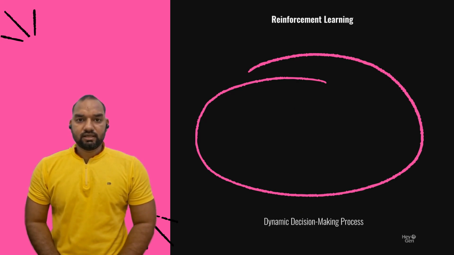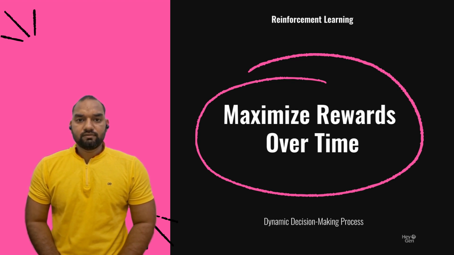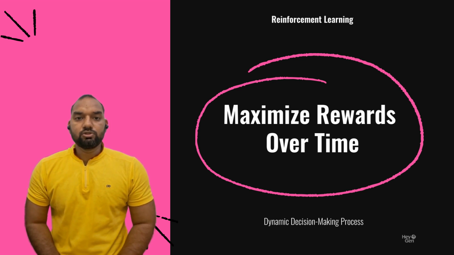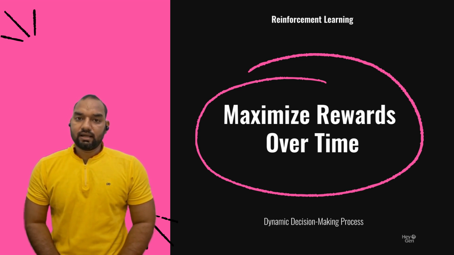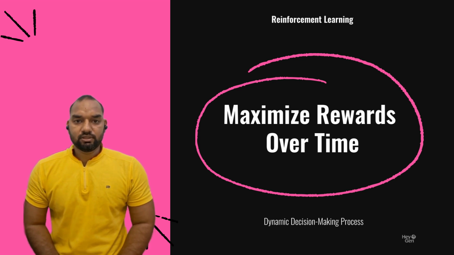Reinforcement learning is a dynamic decision-making process where an agent interacts with its environment to maximize rewards. This approach is pivotal in developing systems that learn optimal strategies through trial and error, enhancing their decision-making capabilities over time.